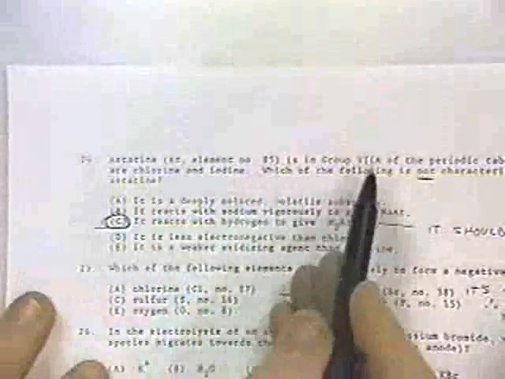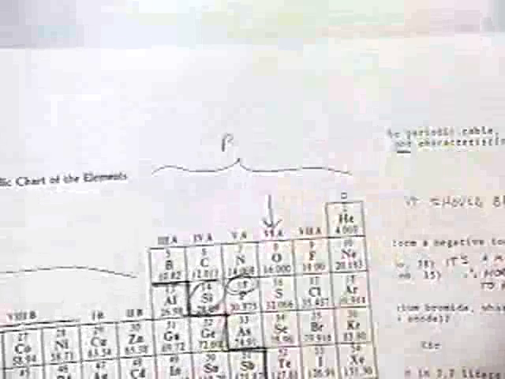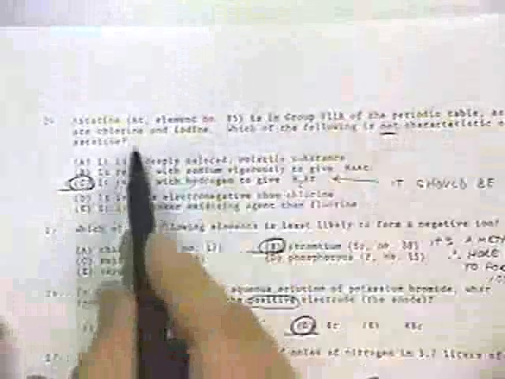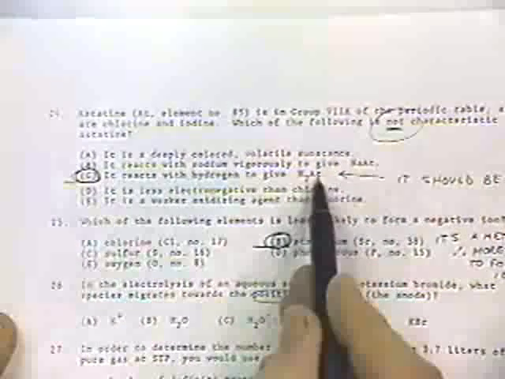Here we have astatine. It's element number 85, group 7A, which means it's right here. There it is. It's in the same column as chlorine and iodine, so which would not be characteristic of it? Here they have it reacting with 2 hydrogens. It should really just be 1 hydrogen, like hydrochloric acid just has 1 hydrogen, not 2.